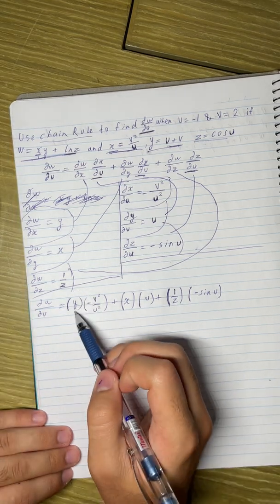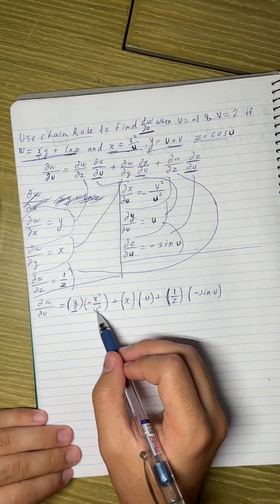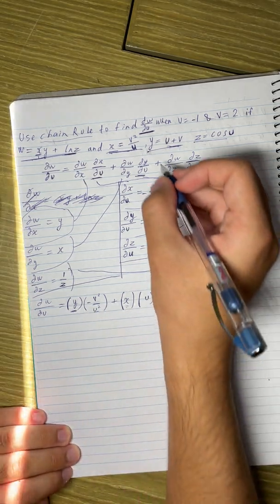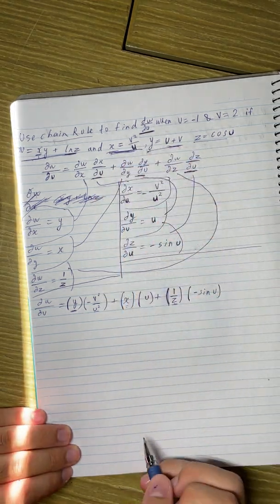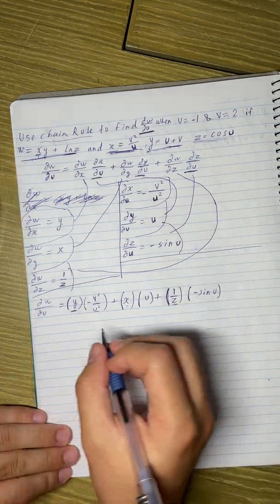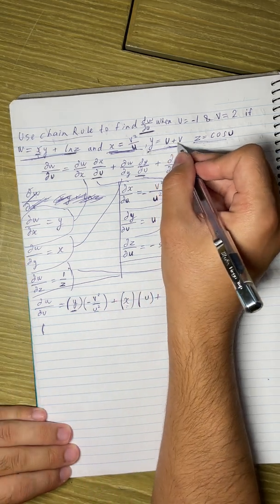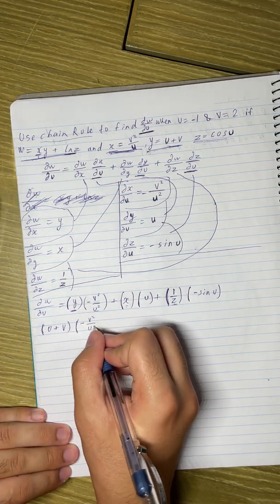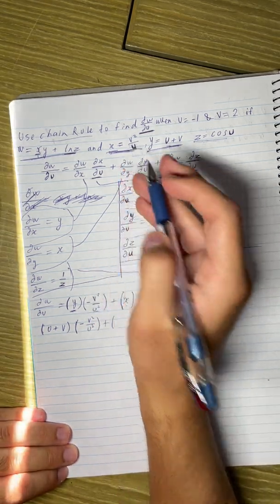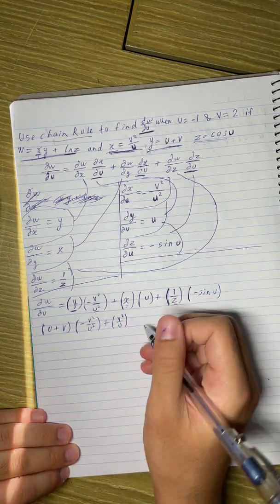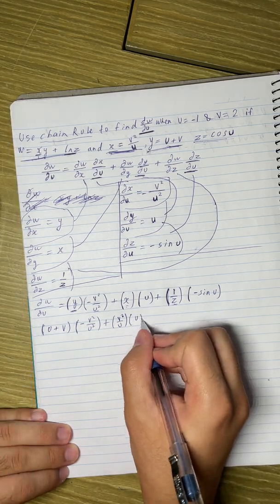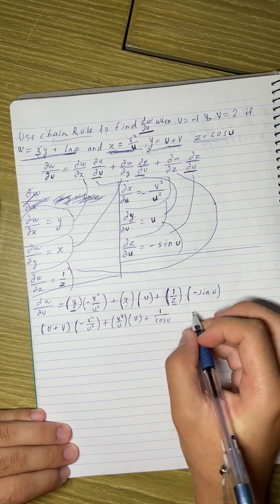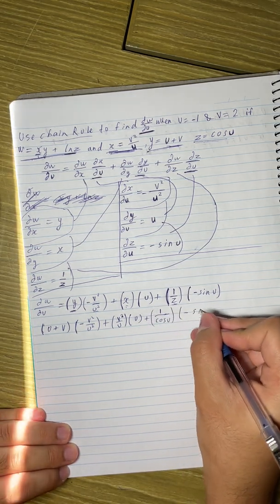Now we can sub in the y, the v, and the u, and the x, also z. The y, x, and z are the original values given in the question. So here x is v squared over u, and y is u plus v, so put here u plus v. Then x, v squared over u, times 1, plus 1 over z, cosine u, multiplied by negative sine u.